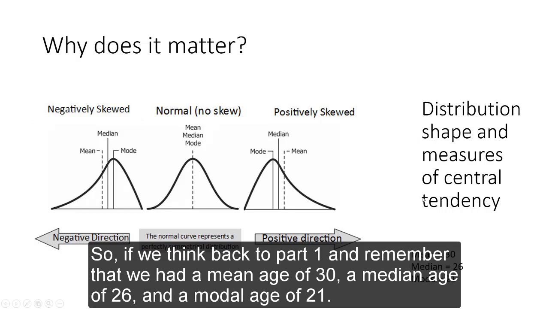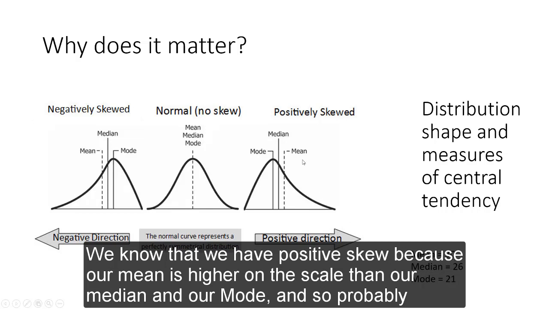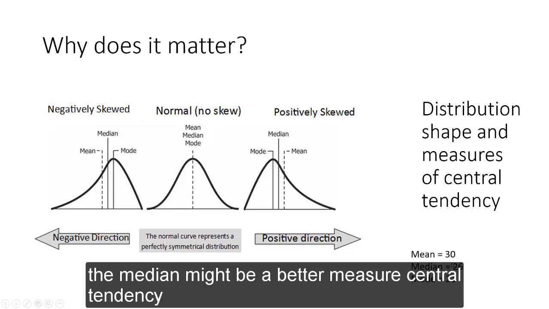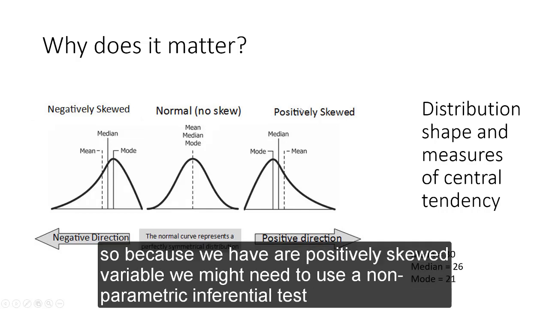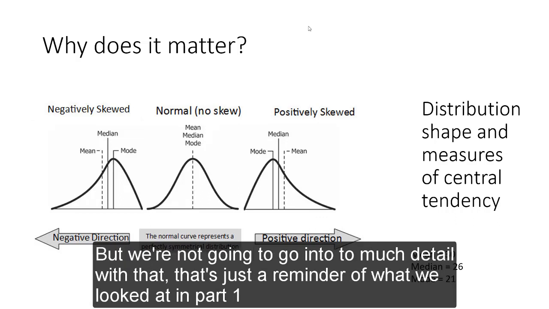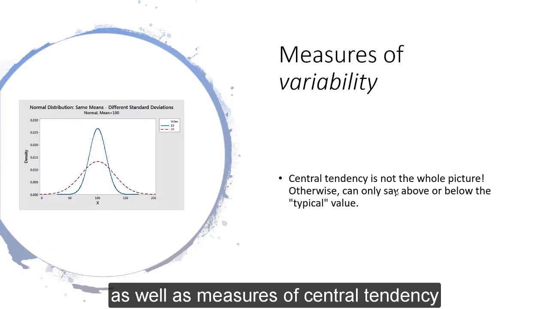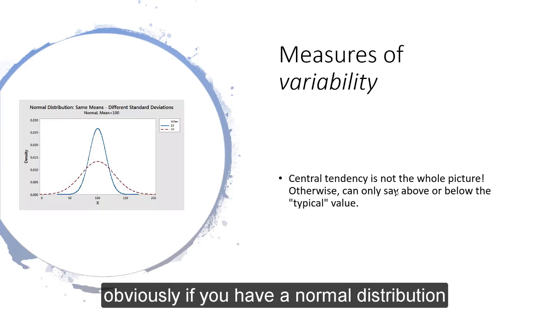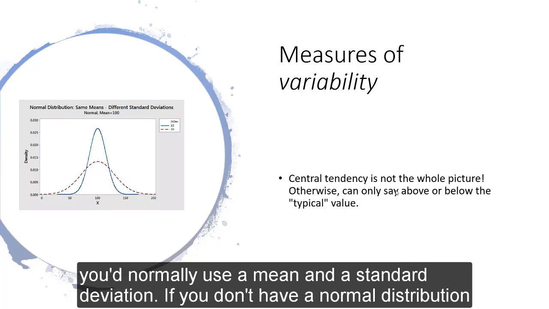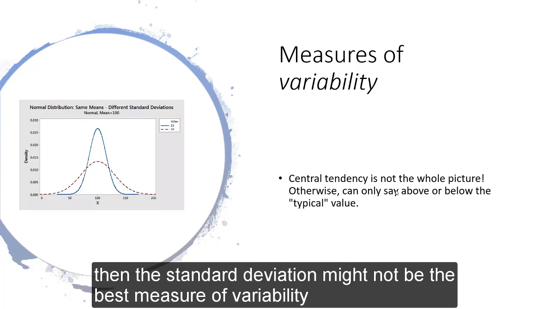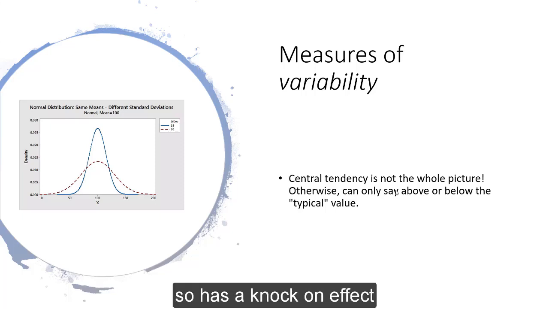If we think back to part 1, we had a mean age of 30, a median age of 26, and a modal age of 21. We know that we have positive skew because our mean is higher on the scale than our median and our mode. So probably the median might be a better measure of central tendency. Because we have a positively skewed variable, we might need to use a non-parametric inferential test. But we're not going to go into that in too much detail now. That's just a reminder of what we looked at in part 1. As well as measures of central tendency, if you have a normal distribution, you'd normally use a mean and a standard deviation. If you don't have a normal distribution, then the standard deviation might not be the best measure of variability. So it has a knock-on effect.